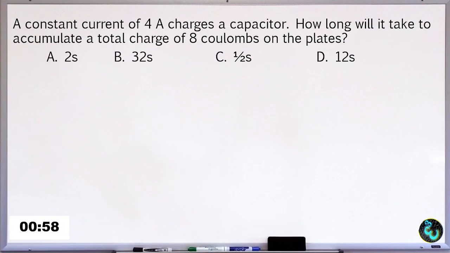So, a constant current of 4 amperes charges a capacitor. So, how long will it take to accumulate a total charge of 8 coulombs on the plates?